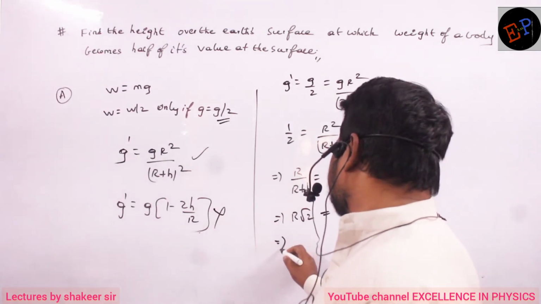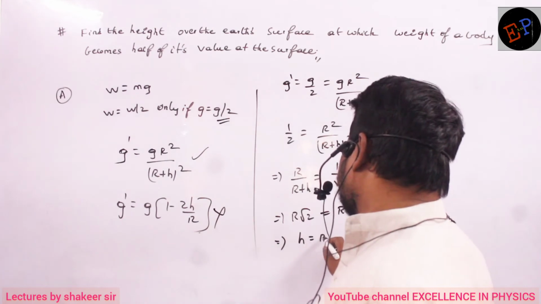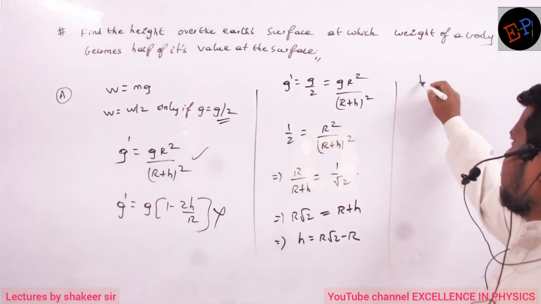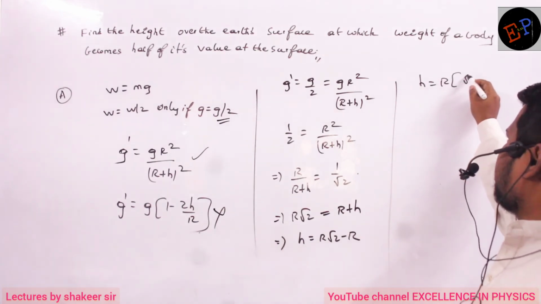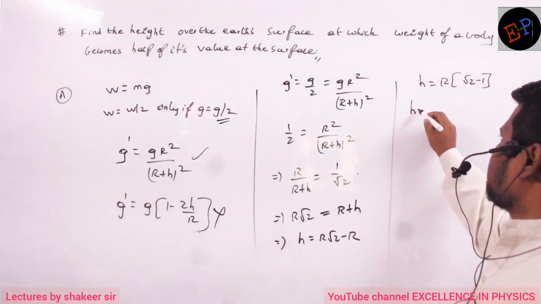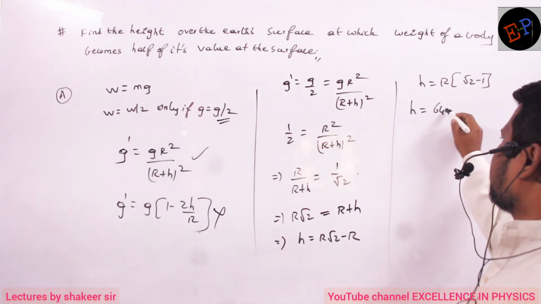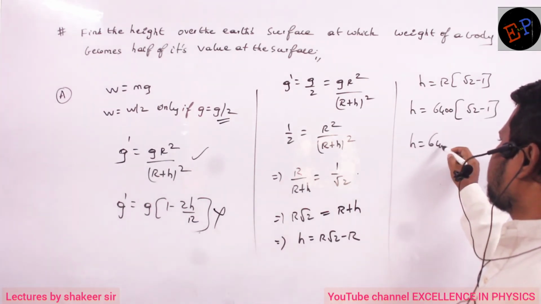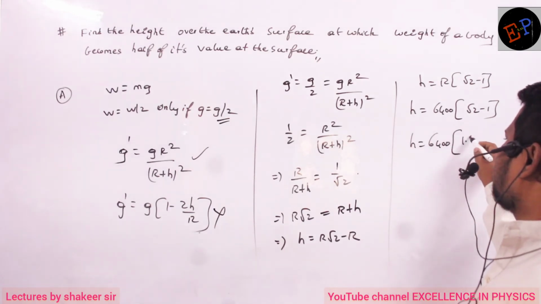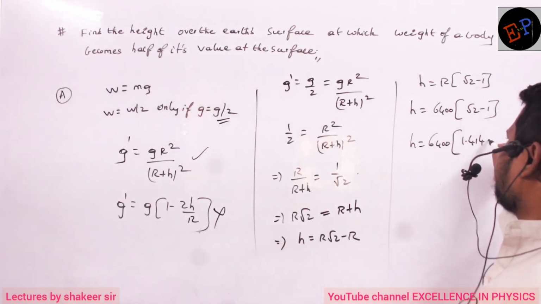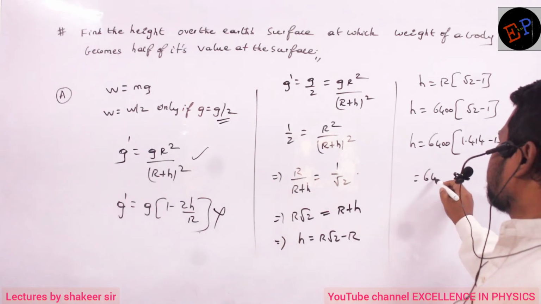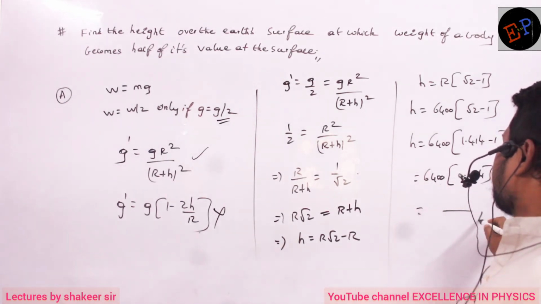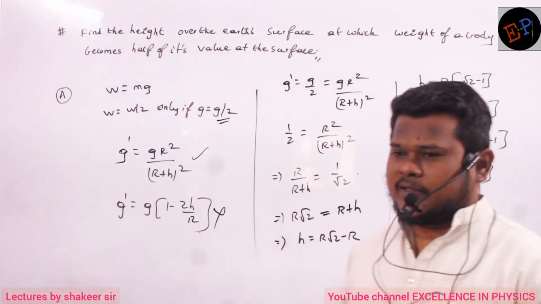Clear, Amma? So therefore, h value is how much? R root 2 minus R. That's all, no? So therefore, h is equal to R, if I take common, then root 2 minus 1. So h is equal to R value 6400 kilometers, multiplied by root 2 minus 1. So 6400 multiplied by root 2 value approximately 1.414 minus 1. So therefore 6400 multiplied by 0.414. So do this calculation, that will be the required height.